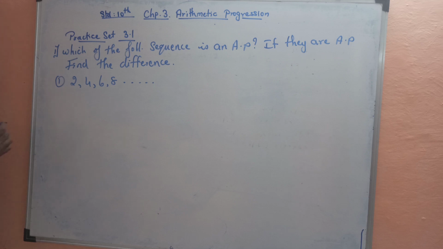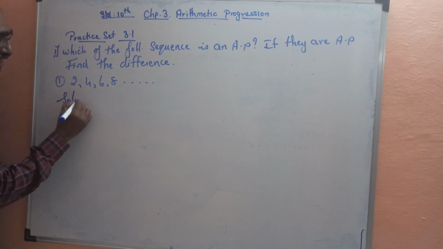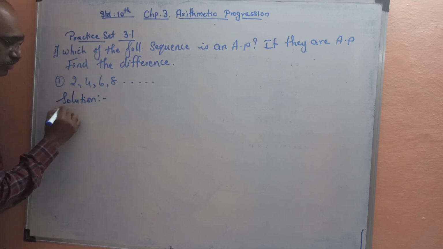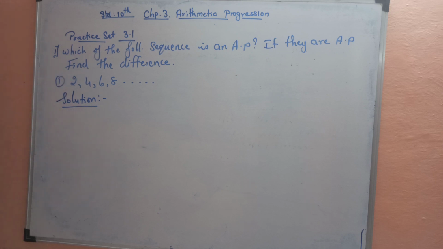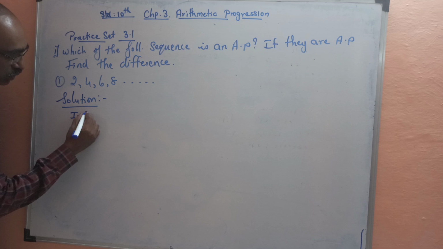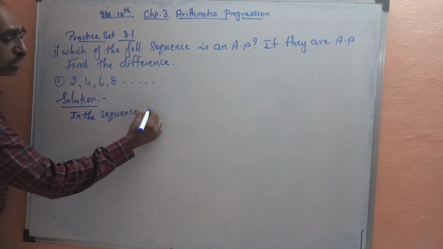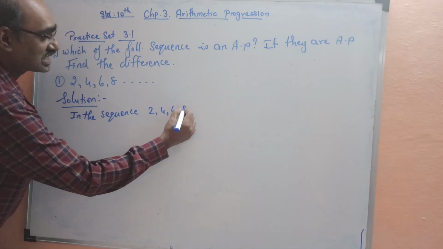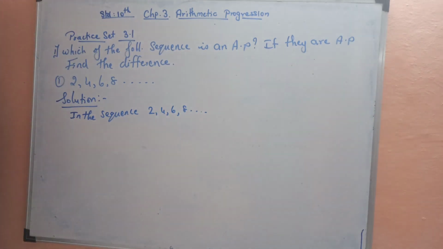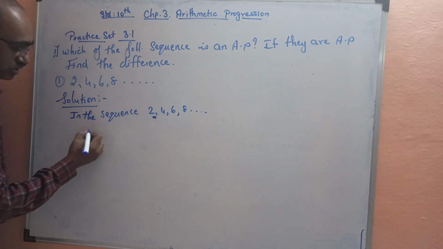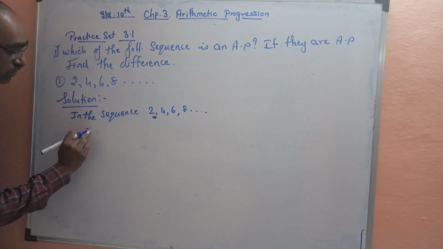So how do we have to solve it? We can solve it by writing the solution over here first, because since the question is written, we can write the solution. And then afterwards, what are we going to write? In the sequence 2, 4, 6, 8 and so on, the first term, which is the first term? 2 is the first term. So what are we going to write? First term.